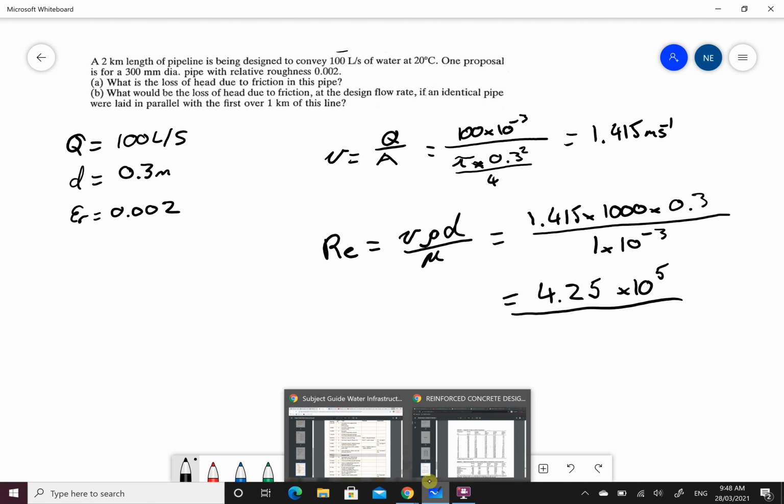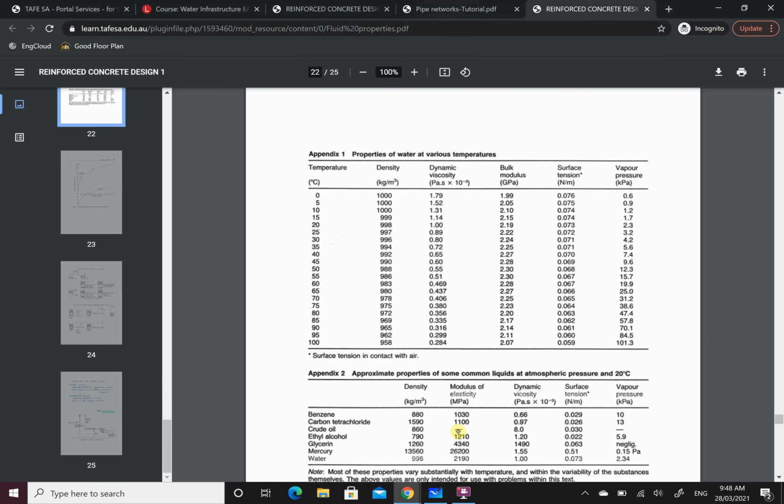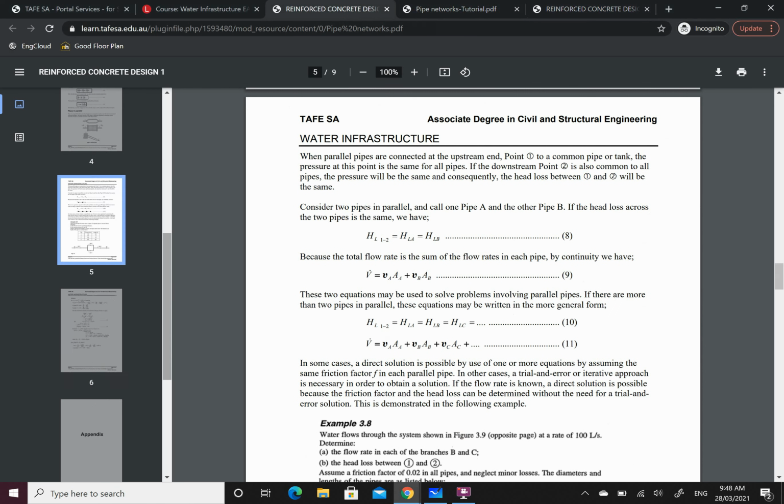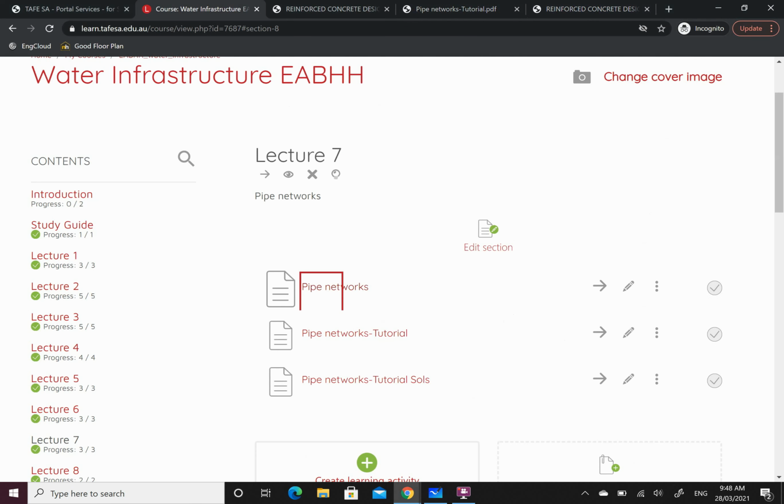So now what we have to do is we have to go to our Moody diagram, which is, have we got an appendix here? Nope. Let me just open one up.